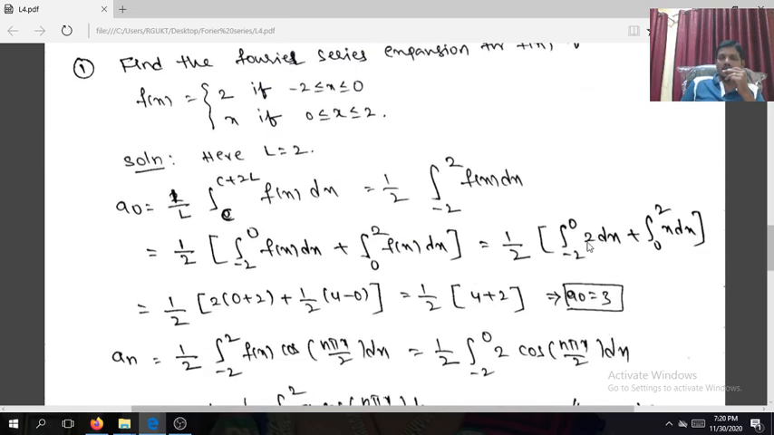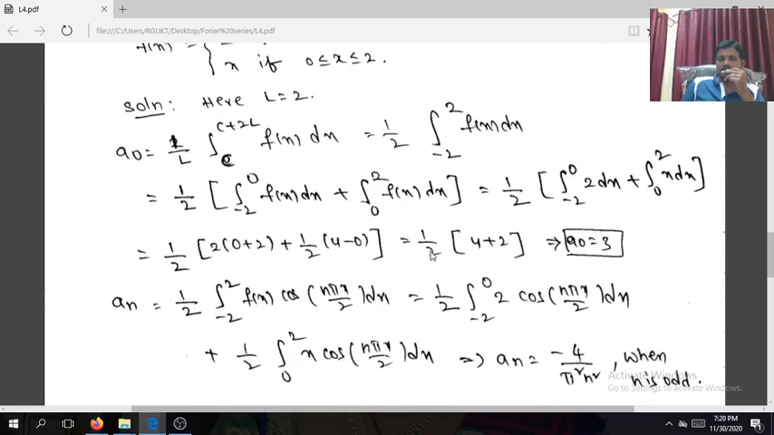Right, 2 dx is nothing but 2 into integral dx, which is x. If you take the limits, x from minus 2 to 0 gives 2 into 0 plus 2. Integral x dx is x square by 2, that is 1 by 2 into x square. If you write the upper limit, 2 square is 4, 4 minus 0 by 2, that is 4 by 2, it is 2. 2 into 0 plus 2, 2 into 2 is 4, 4 plus 2, that is 6 by 2, so a naught is equal to 3.